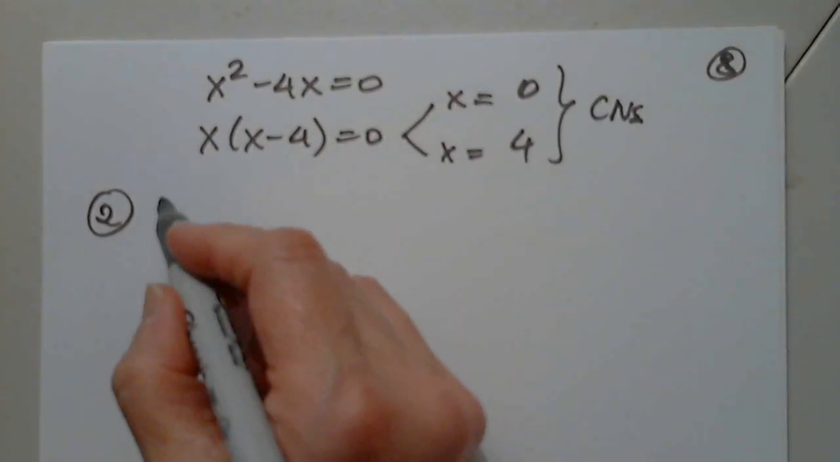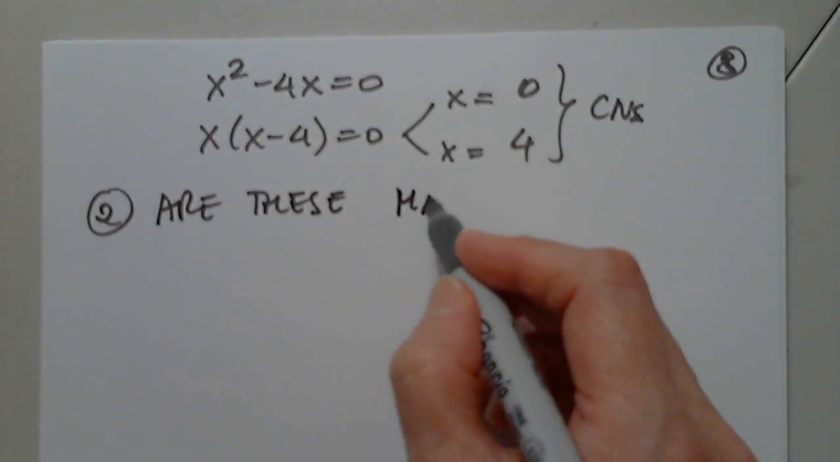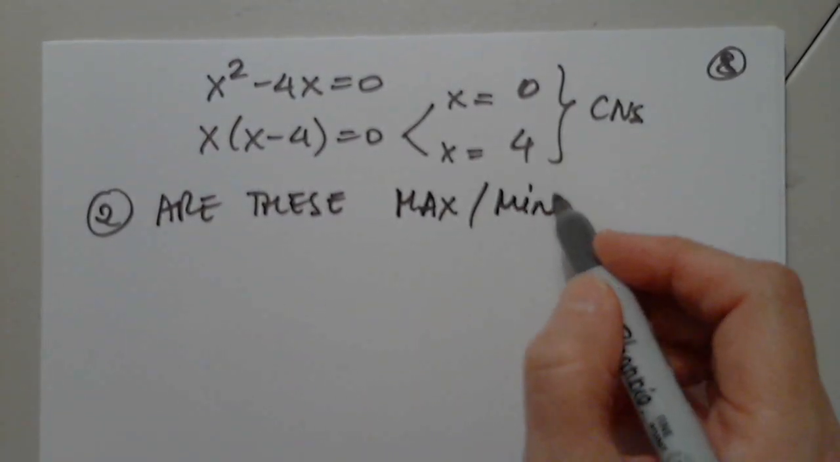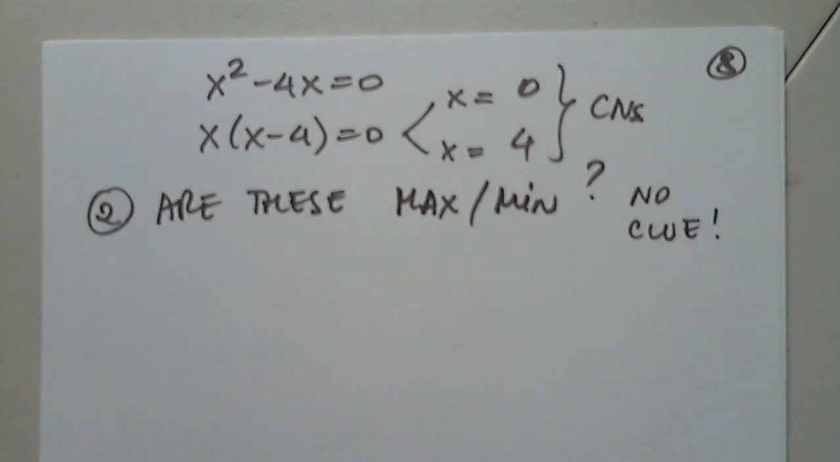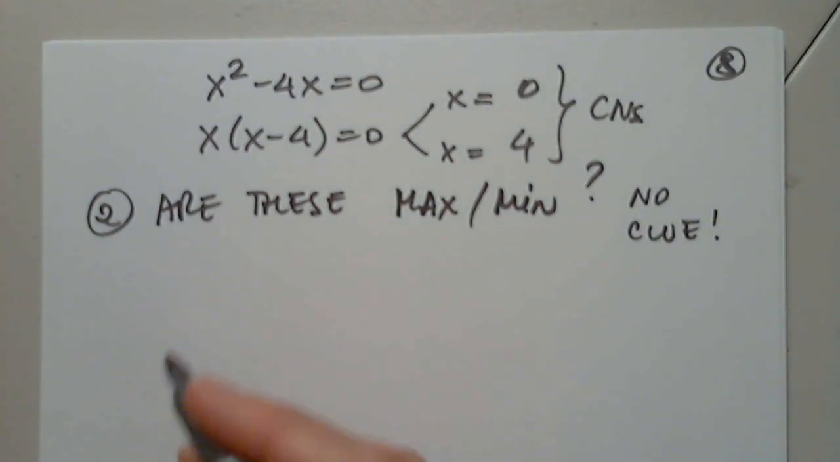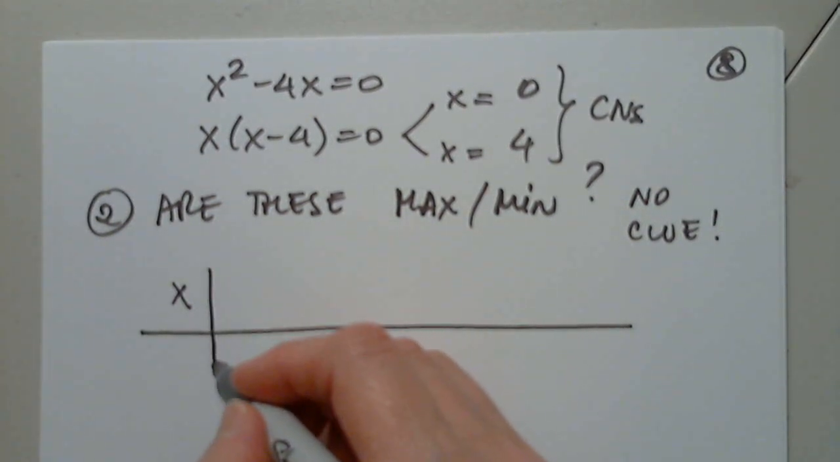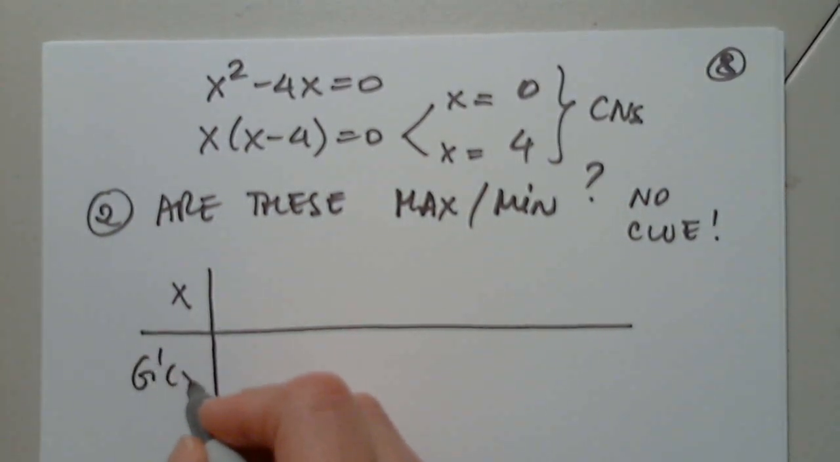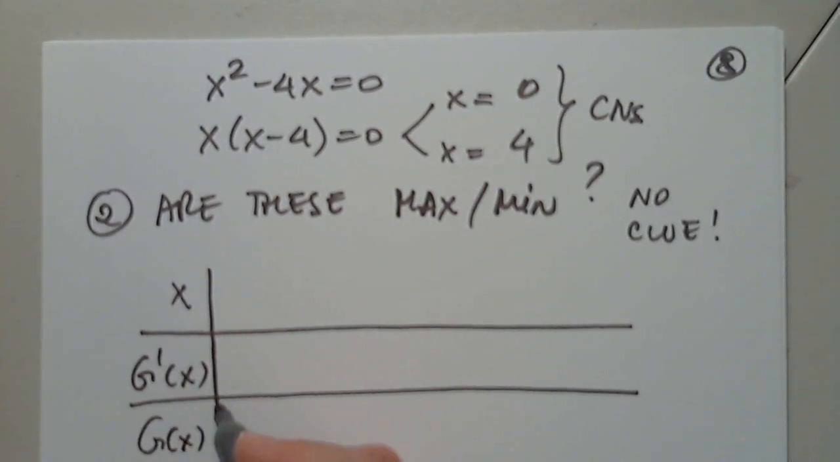Are these max, min? The answer is no clue. I will know. So here's what I do. This is a very important table, please. G prime of x, g of x.